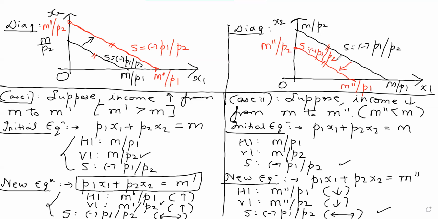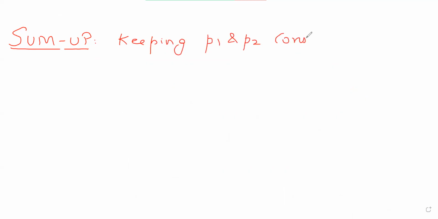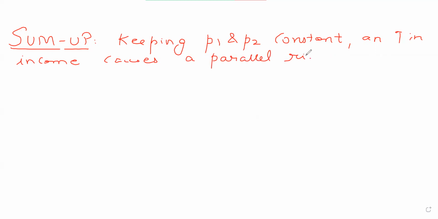So I can quickly write this. If I sum up, keeping P1 and P2 constant, an increase in income causes a parallel rightward shift in the budget line.